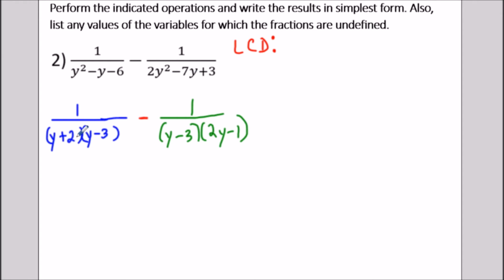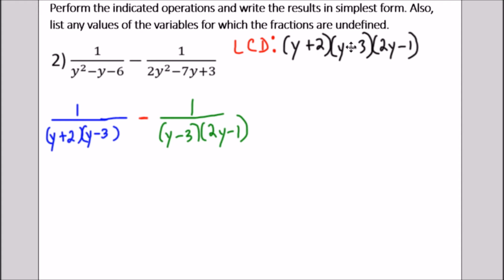So you just have to write all the factors as they appear. So we have the factor y plus 2. We have the factor y minus 3 showing up in both of them, but you're only going to write it once. And then we have the factor 2y minus 1. The only time we would write y minus 3 twice would be if for one of them it was squared. Then we would have to put a square up here. But if it shows up in each of them exactly once, you only write it once.